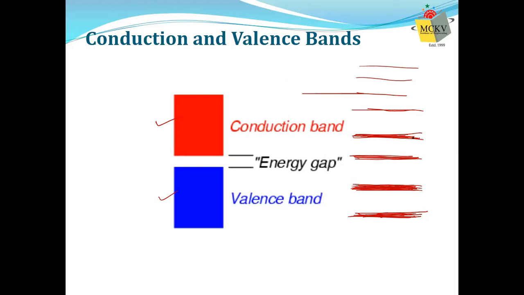Therefore, lower energy bands are generally filled at low temperature, and higher energy bands are generally empty. Now, the topmost filled band is called the valence band. On the other hand, the lowermost empty band is called the conduction band.